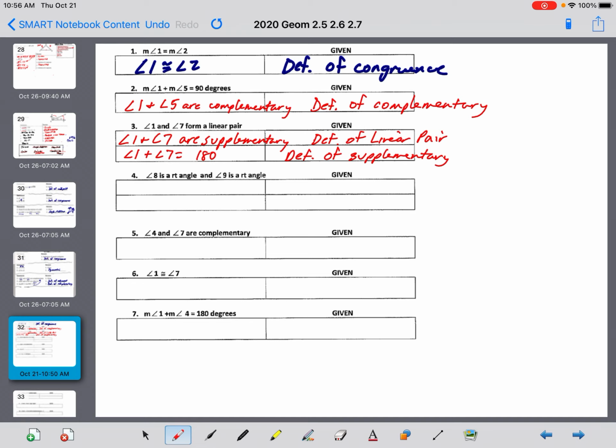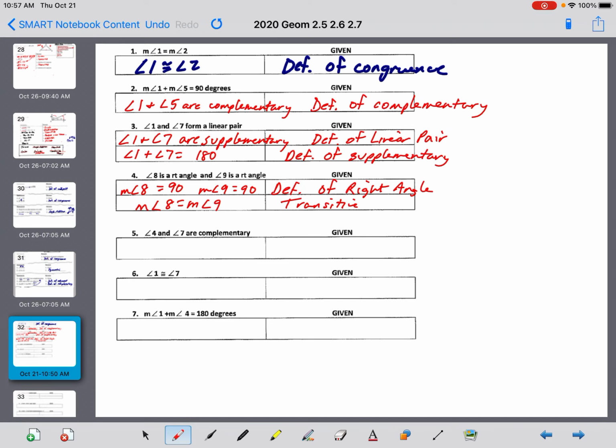If angle 8 is a right angle and angle 9 is a right angle, then we know that the measure of angle 8 equals 90, and the measure of angle 9 equals 90. That's by definition of right angle. And then we also know that the measure of angle 8 equals the measure of angle 9 by the transitive property. They're both equal to 90, therefore they're equal to each other.